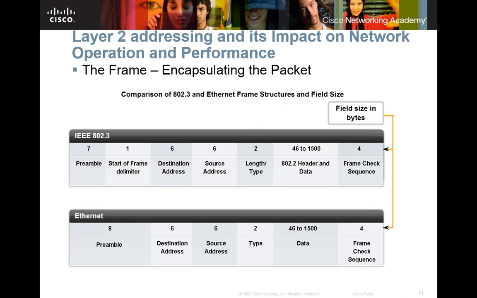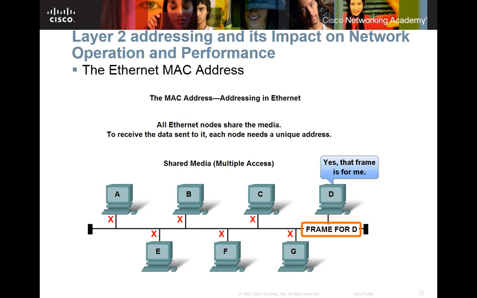Here's the difference between an Ethernet frame and an 802.3 frame. You have 7, and then you have a start of the frame delimiter versus the preamble. Both have destination sources. Then you have the length and type, where you have the 2 here. Your data is going to be the same, except you have a header in the 802.3 standard. And then you have your frame check sequence, which basically just says, here's how big my field is going to be. All right?